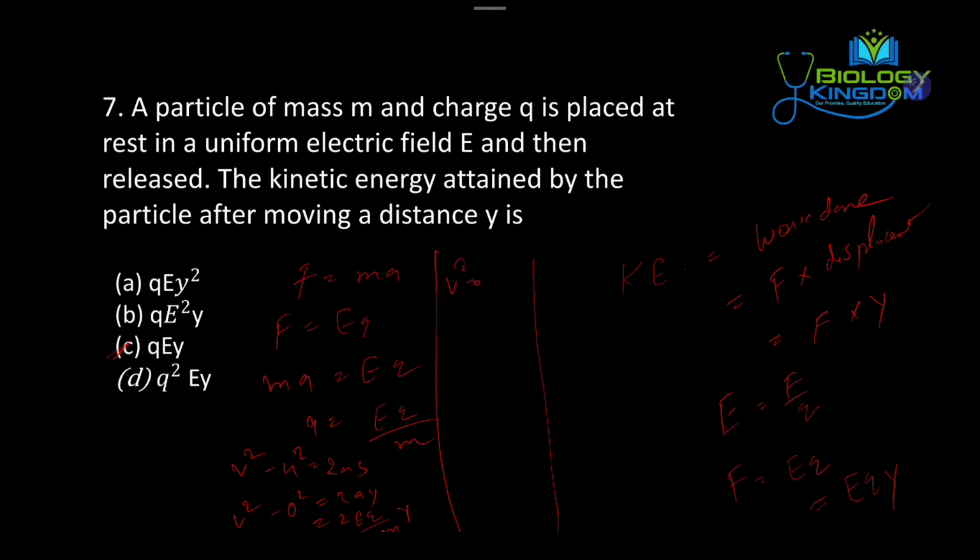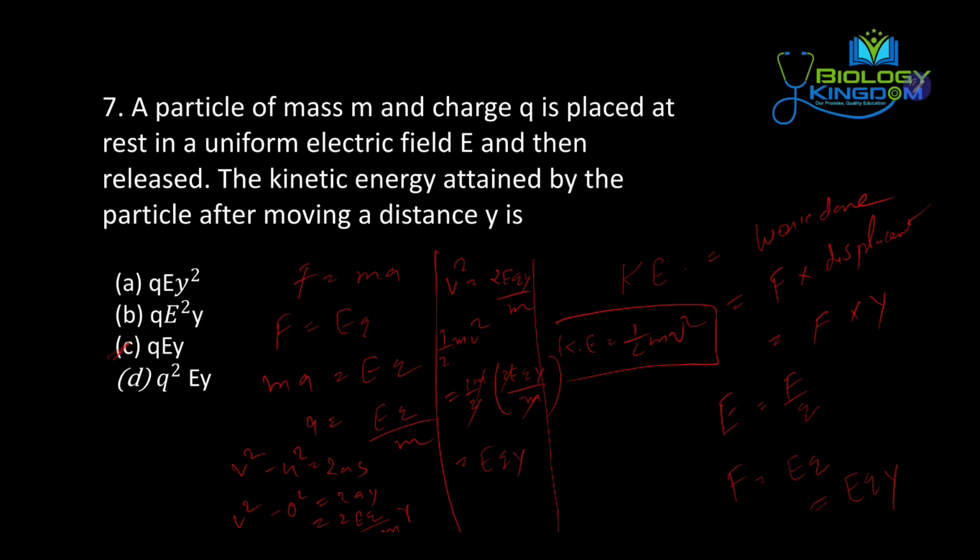So the value of v square is 2EQY by m. But we have to find the value of kinetic energy. We know that the kinetic energy is equal to half mv square. That is the formula of kinetic energy. So we just have to multiply both sides with half m. It will be half mv square, half into m into 2EQY by m. So the 2 and m will cancel, and we'll be left with EQ and y. So you have seen I have solved it with both the methods. Whichever you find easy, you can do it by that.